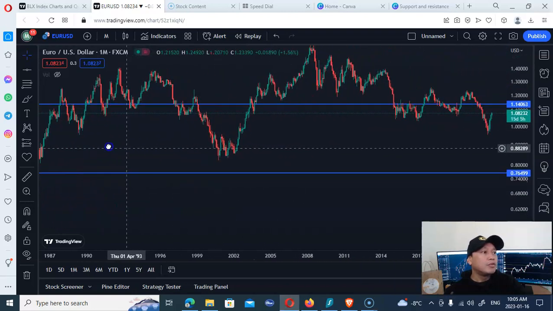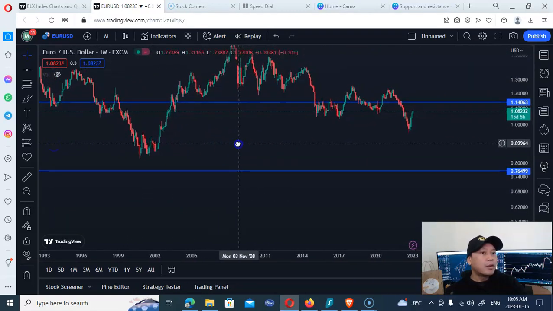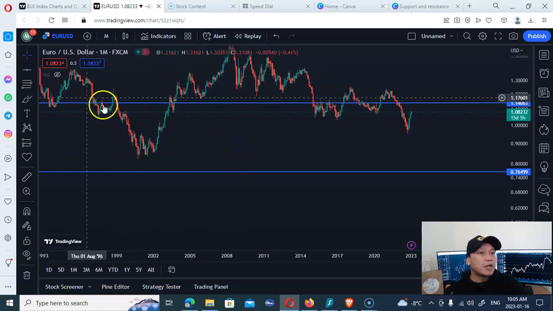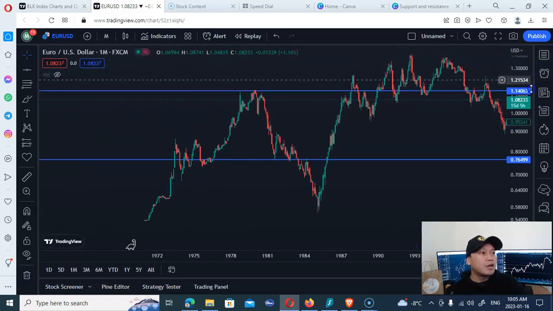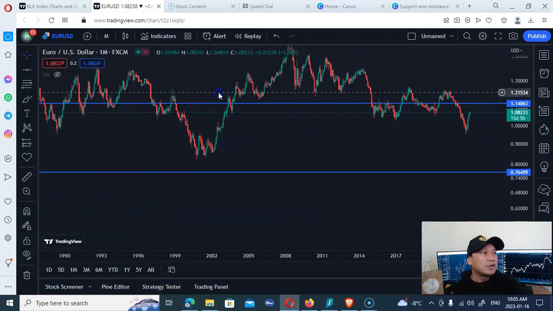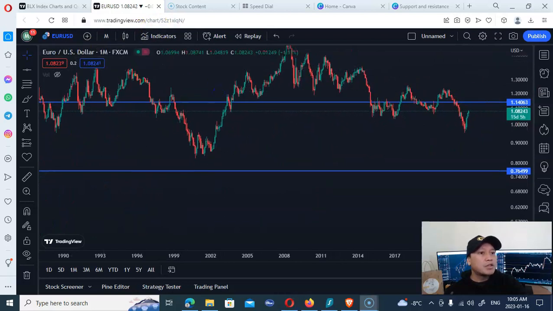Okay, so let's move. What happened in the future? So we started here, and what happened in the future? We see the price reacted somewhere here again, right? And another here, and the price struggled here. Of course, the price struggled here, and the price might go up here.